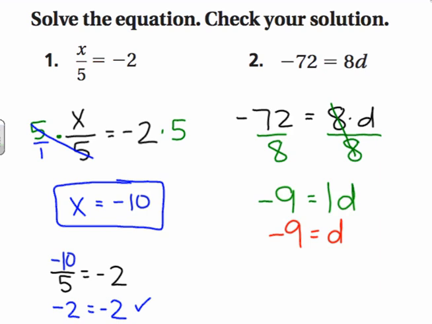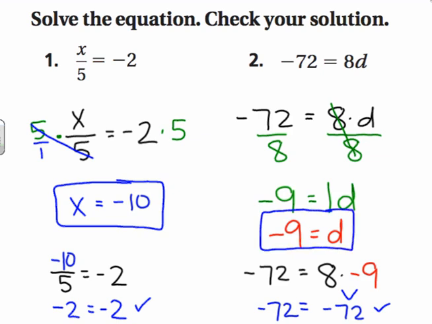Okay, in the check it step, I'm going to copy -72 equals 8 times my value for d, which is -9. And then I can test it and make sure that both sides are equal to the same thing. 8 times -9 is -72, and that's what it was supposed to be. So I know that -9 is the correct answer. And then I'm also just going to label check step for both of these.